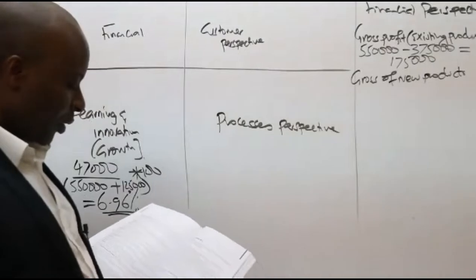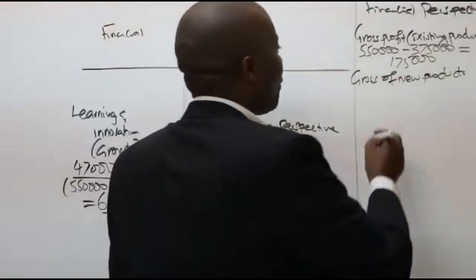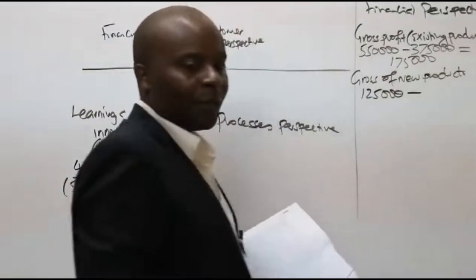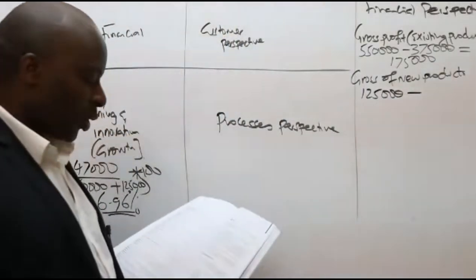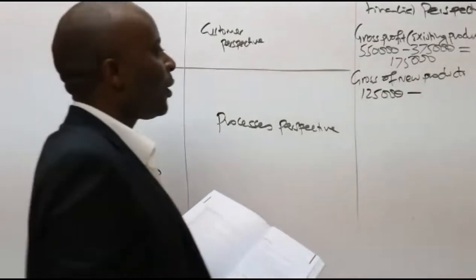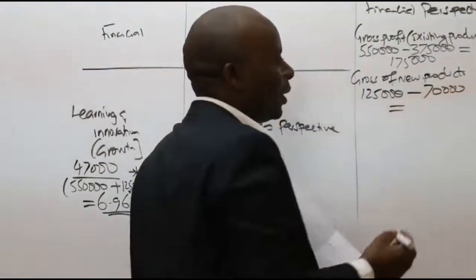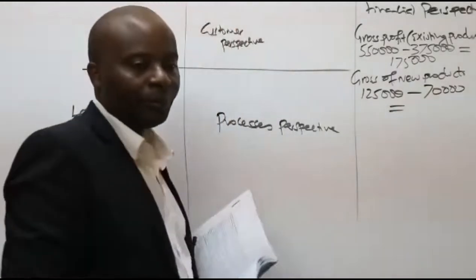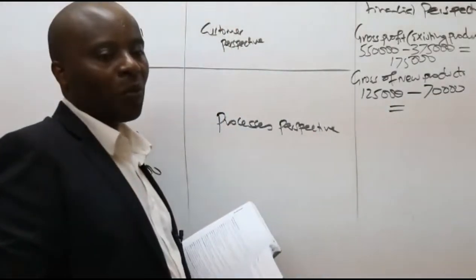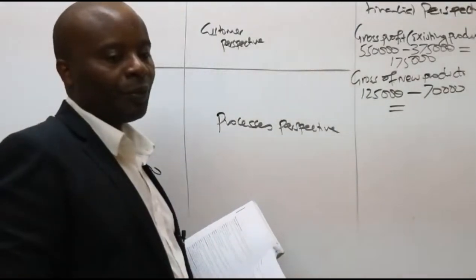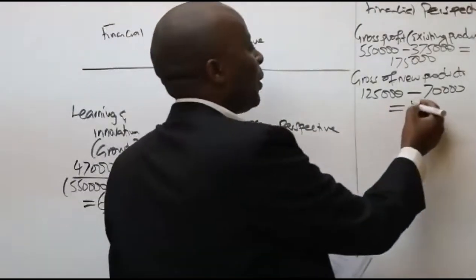So we'll take the sales revenue of 125,000. I subtract the production cost of the new products, 70,000. Could you kindly give me this? $55,000. Thank you, and thank you very much.